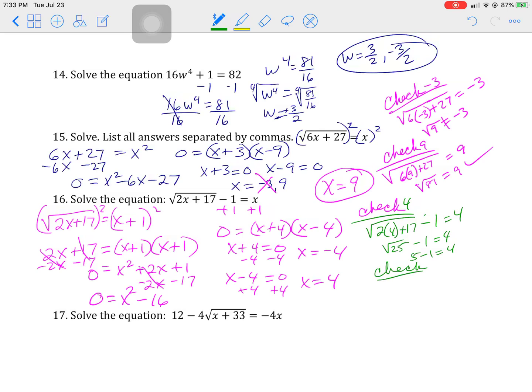Check the negative 4. So 2 times negative 4 plus 17, minus 1 equals negative 4. Let's see, that'd be negative 8 plus 17 gives you a 9, square root is 3, minus 1. So that's 3 minus 1, which is not going to give you a negative 4. So just 4 for an answer. Okay.